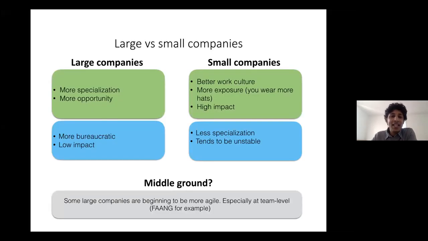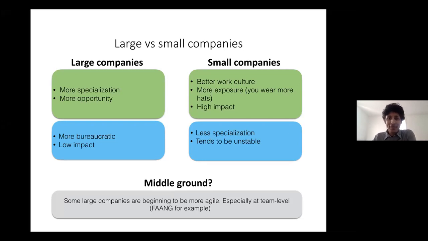To start off, let me quickly talk about a comparison between large versus small companies. So in large companies, typically, if you're an employee in a large company, let's say you're a data scientist, usually you have the opportunity to get more specialization in your field, and you also have more opportunity. Specialization because there's so many people doing so many different jobs that you can actually concentrate on your own section and dive deep and get a lot of experience in it. And the other part, more opportunity, because there are so many teams in these companies that you can switch around, get a lot of exposure and grow yourself.